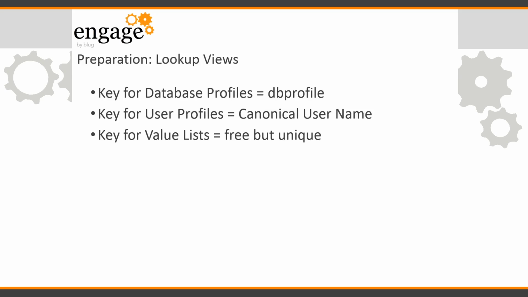There is one view to look up everything: database profile, user profile, or user profiles. You have to store, of course, more than one in your database, and value lists. I'm using static keys for the lookups, the DB profile key for the database profile, and the canonical username for the user profile, and a free but unique key for any value list. So you can have as many value lists in your application as you need.